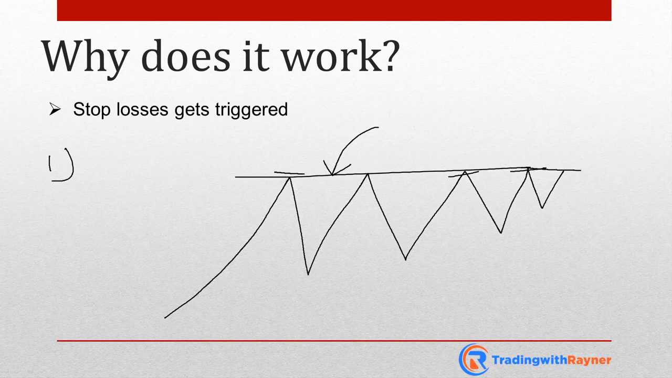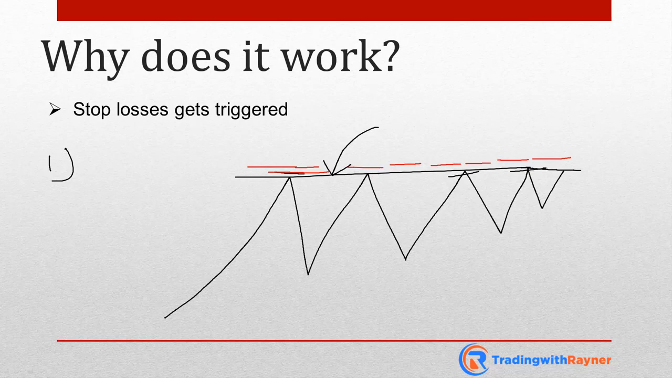Let me change the color. Let's change this to red. There will be a cluster of stop losses that will be built up above this resistance over time. Why? Because traders are looking to short this market. So when there are enough stop losses that have been accumulated above resistance, there's a good chance that the market will break out and trigger those stop losses to consume this liquidity. So that's the first reason.